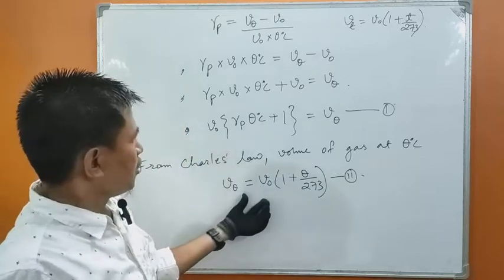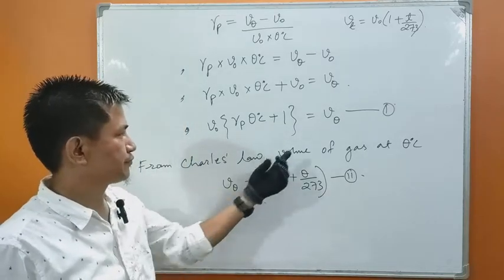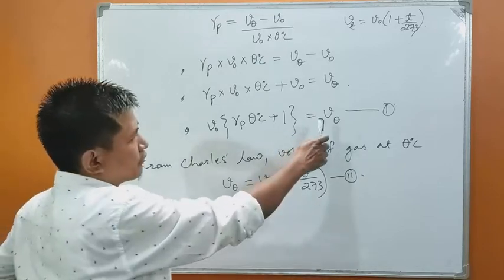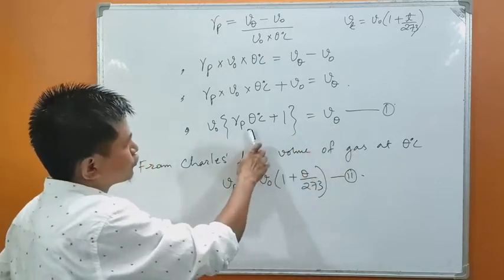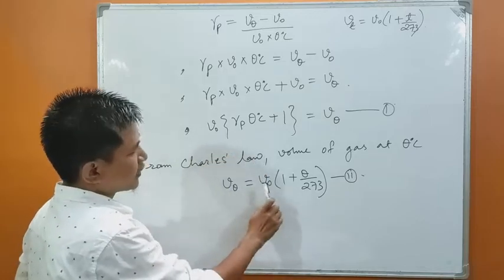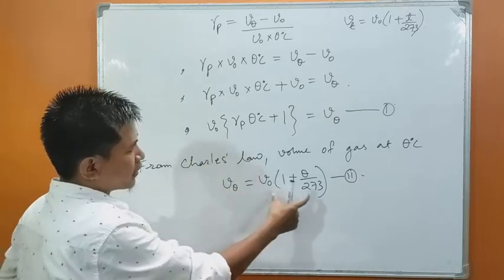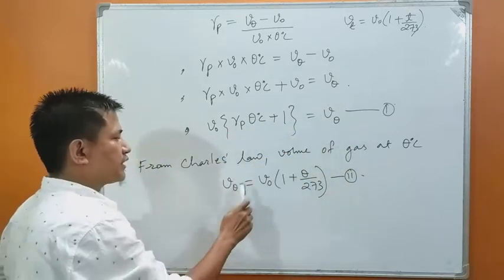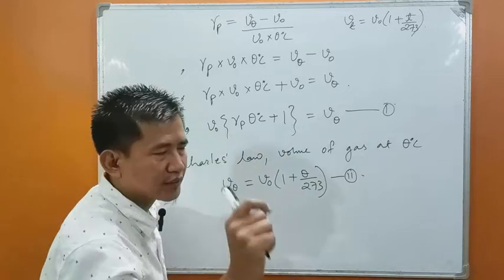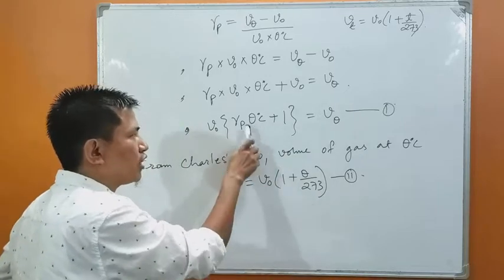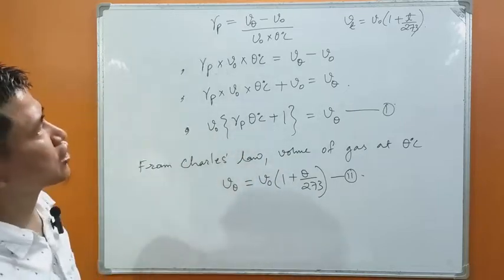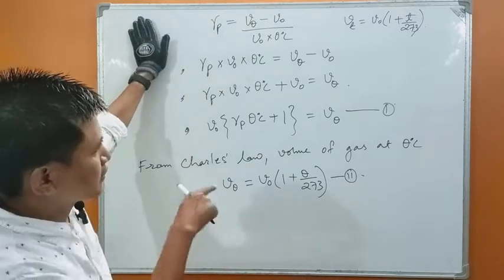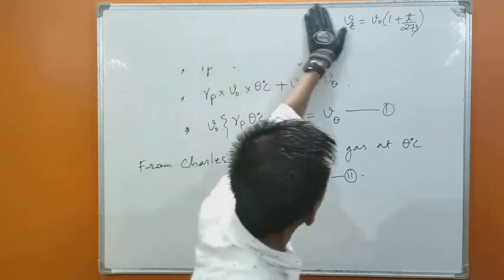Okay. Now let us equate equation 1 and equation 2. In equation 1 we have V theta equals this much, and in equation 2 we have V theta equals this much. Both V theta are the volume of the gas at theta degree Celsius, so these two should also be equal. Please take a screenshot of this. I am going to erase the upper part to get enough space to write and continue.